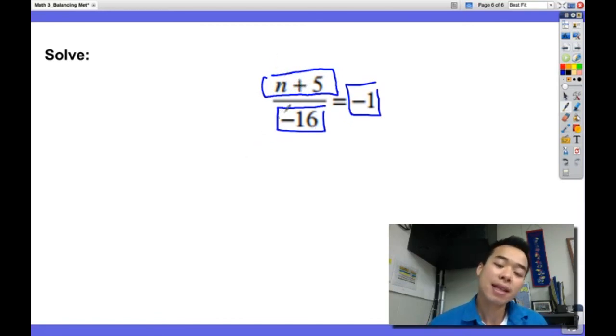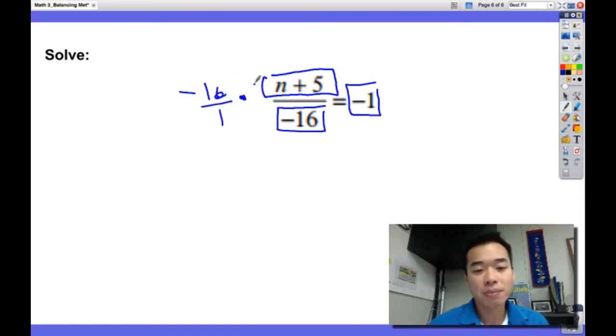So what I need to do is get rid of this dividing by 16. What is the inverse of dividing by 16? It's multiplying by negative 16 over 1. Because this is a fraction, and I need to pretend there's a 1 right here. So it's negative 1/16. The opposite of that would be negative 16 over 1. Why? Because I'm going to cross multiply, and what I know is these become 1, and all that's left is n plus 5.